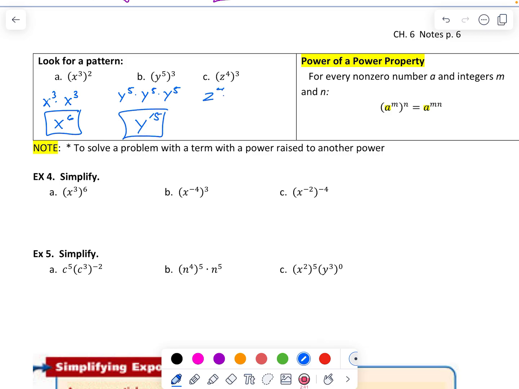This is z to the 4th times z to the 4th times z to the 4th, which is z to the 12th. Notice here, 2 times 3, 6. 3 times 5, 15. 4 times 3, 12. And that is the rule we get right here. When we have an exponent raised to an exponent, you multiply.